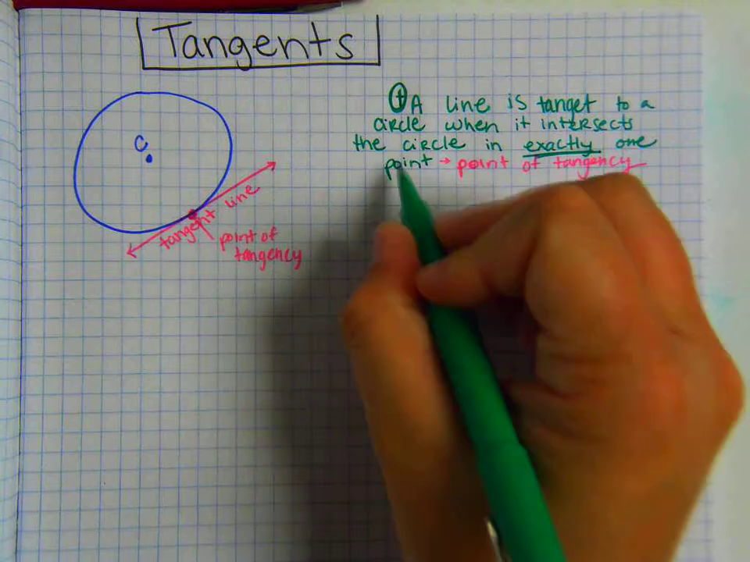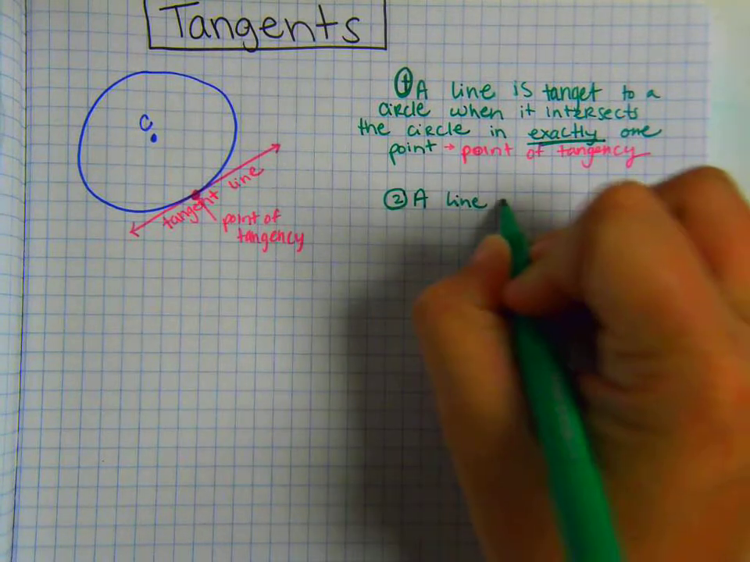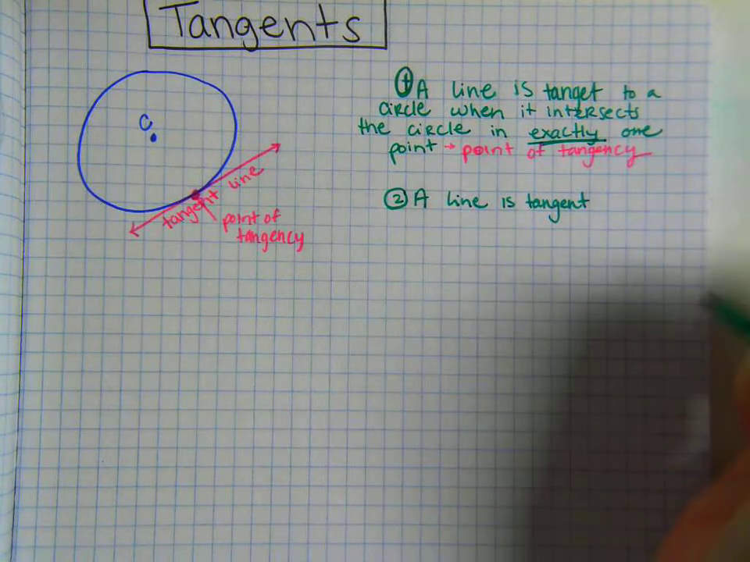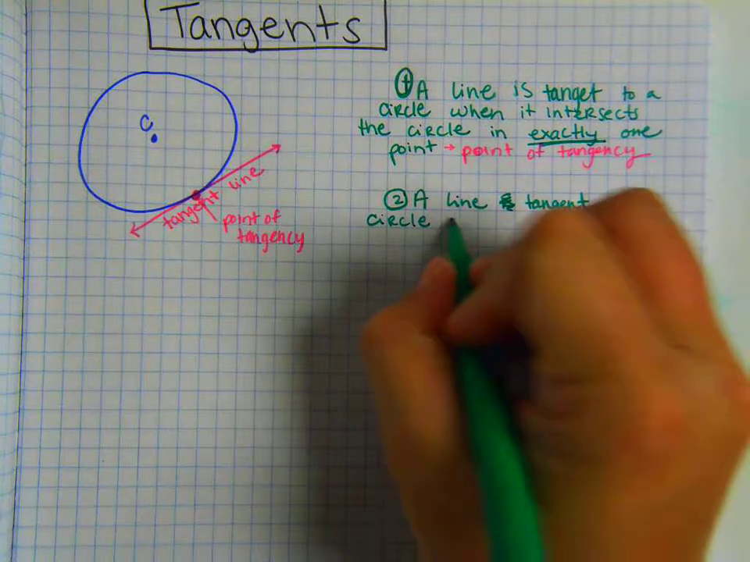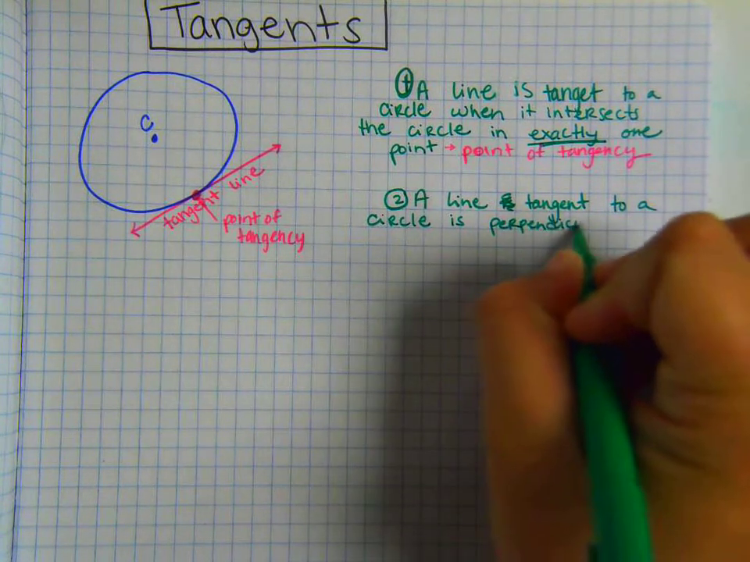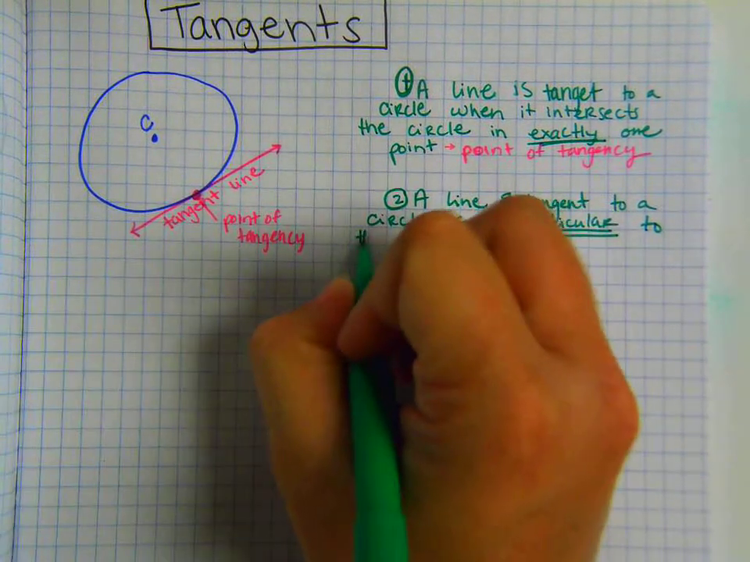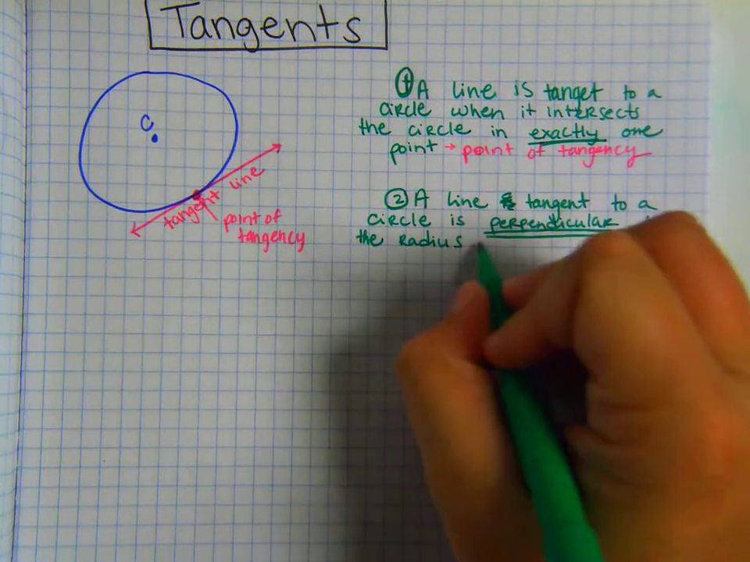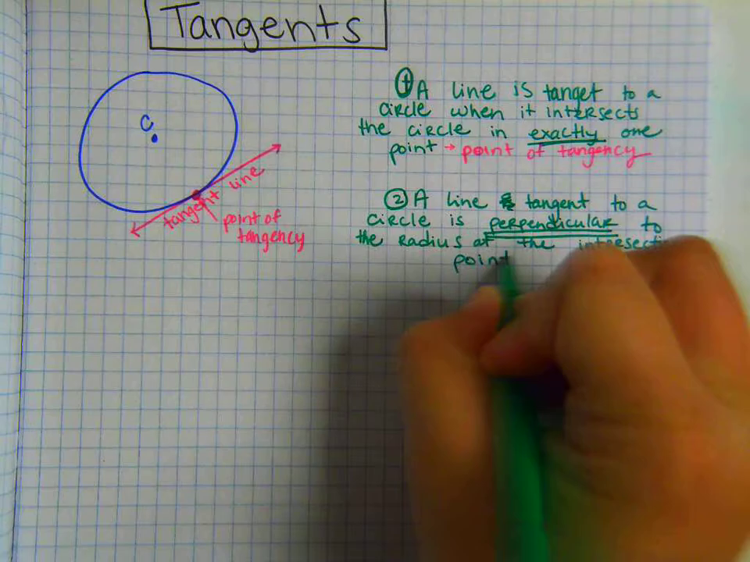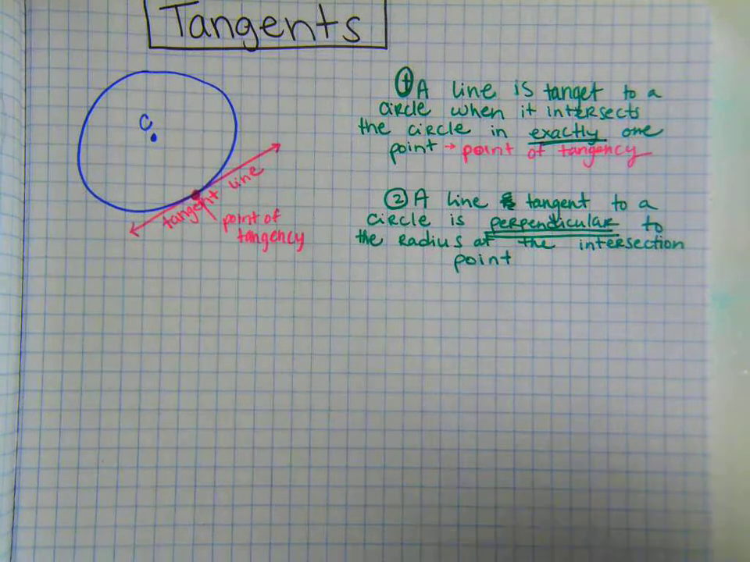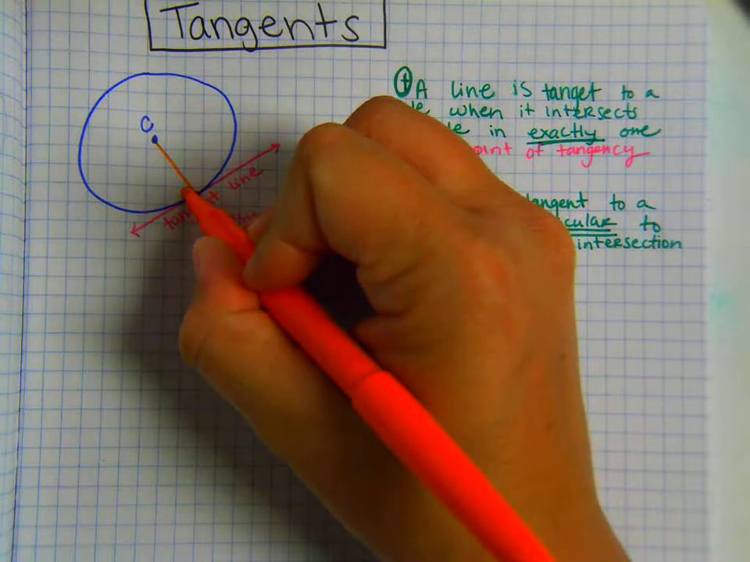The second thing that happens when you have a tangent, a line tangent to a circle is perpendicular to the radius at the intersection point. So we're going to draw what that would look like. We're going to draw a radius so that it intersects at that point of tangency, like that. And it is perpendicular, so we have right angles there. Okay?